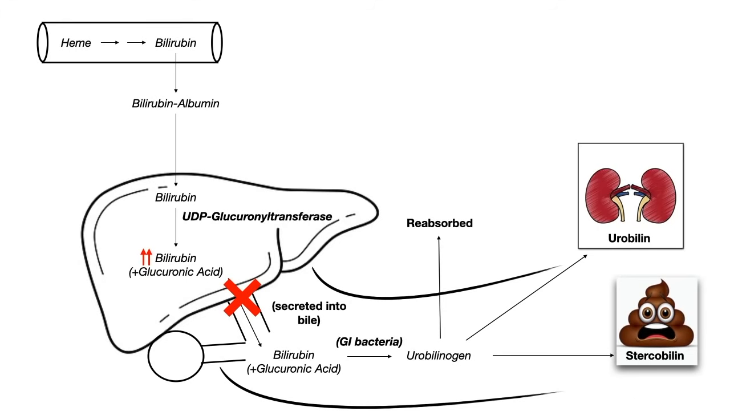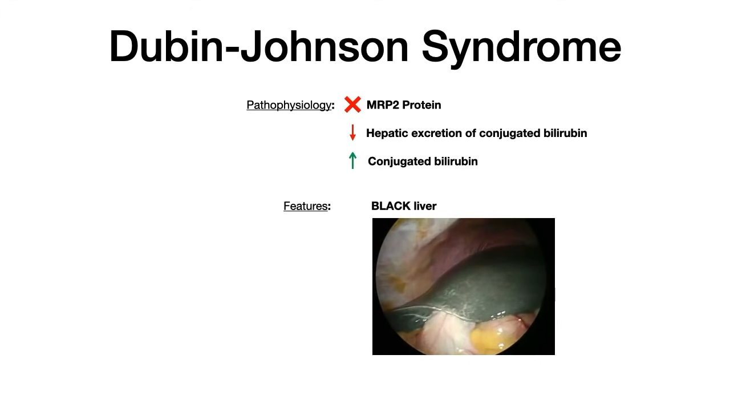Now, interestingly, in Dubin-Johnson syndrome, one of the very high yield features is that patients will have a black liver. They will have a black liver, and that's due to the accumulation of a pigment in the liver due to the inability to get that conjugated bilirubin out of the liver. So if you see this picture on your exam, they're talking about Dubin-Johnson syndrome.